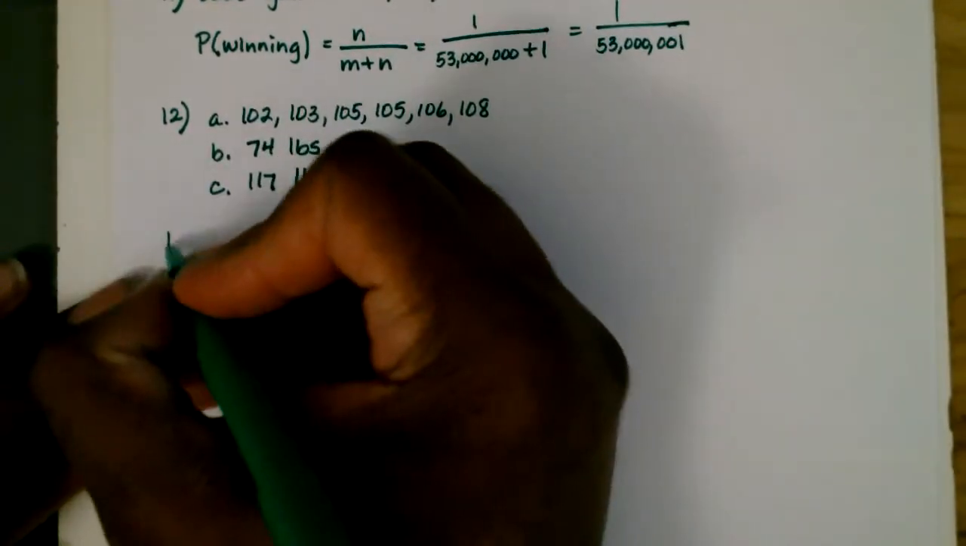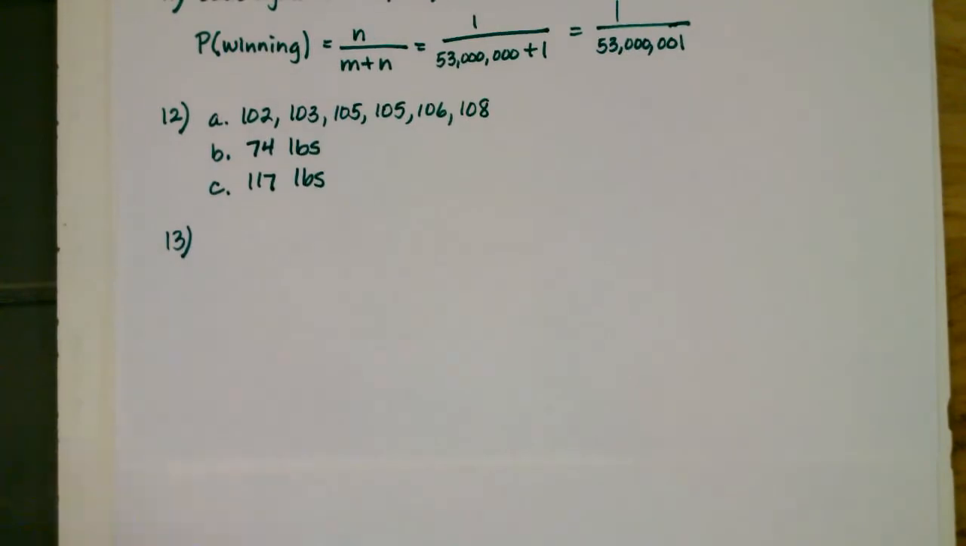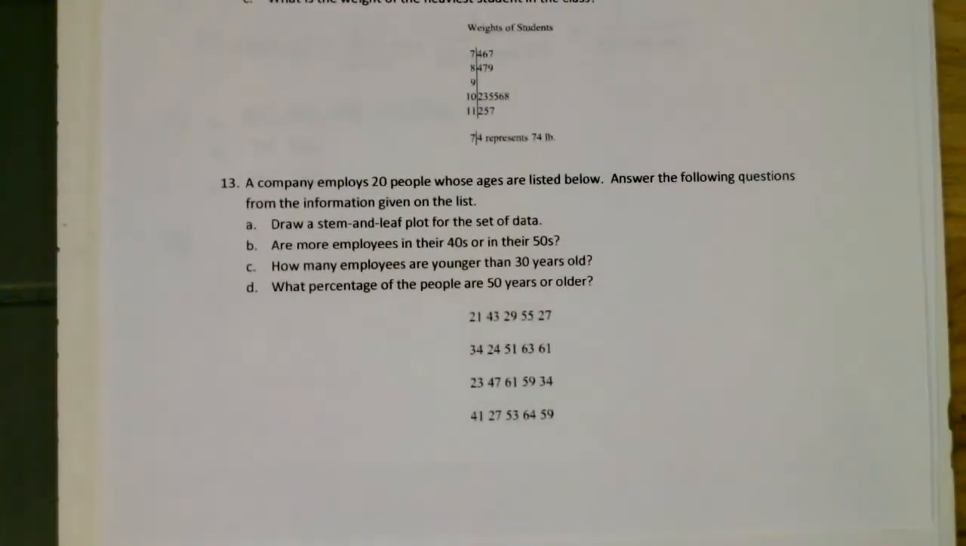All right, number 13. A company employs 20 people whose ages are listed below. Answer the following questions from the information given on the list. So in part A, we're going to draw a stem and leaf plot for the set of data. And then from that, we'll answer part B, are more employees in their 40s or in their 50s? And part C, how many employees are younger than 30 years old? And part D, what percentage of the people are 50 years or older?